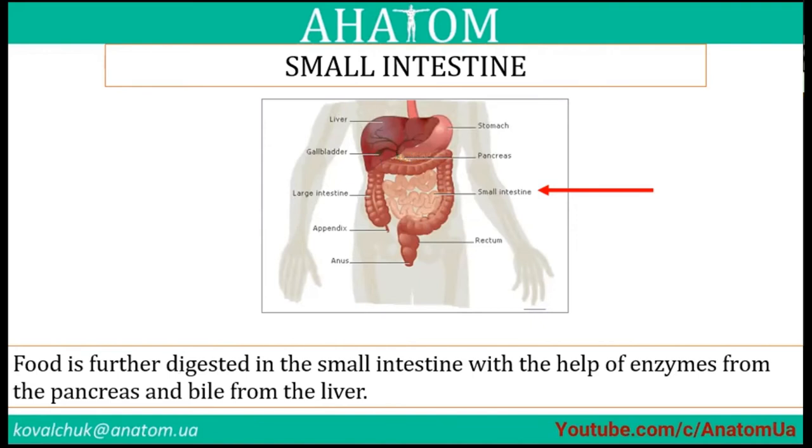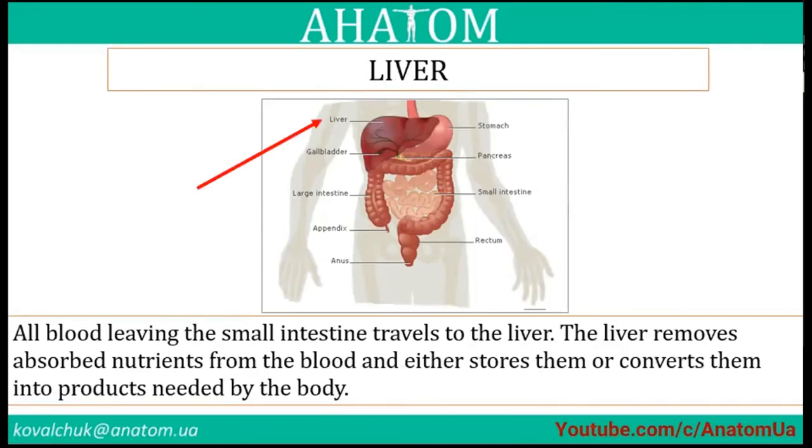Next, a very important organ near the small intestine, connecting through ducts to the descending part of the duodenum, is the liver. Liver: all blood leaving the small intestine travels to the liver.